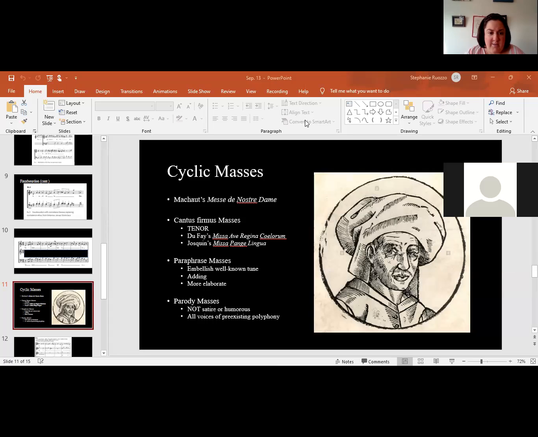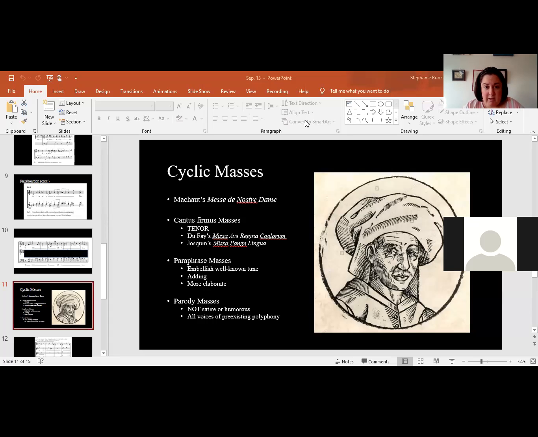Because this is a big and different concept for us because it's so different from the way we think about ownership today. So a paraphrase mass is like a cantus firmus mass in that we're taking a pre-existing song and putting it into our polyphony. But a paraphrase mass is different because we're not just wholesale copy pasting the melody into our polyphony. We are elaborating on it. We're adding things to it. We're embellishing it.